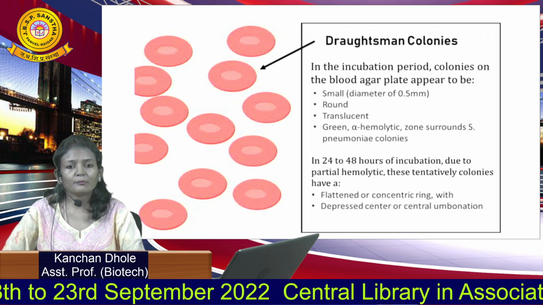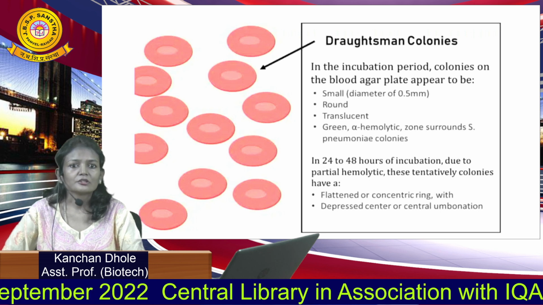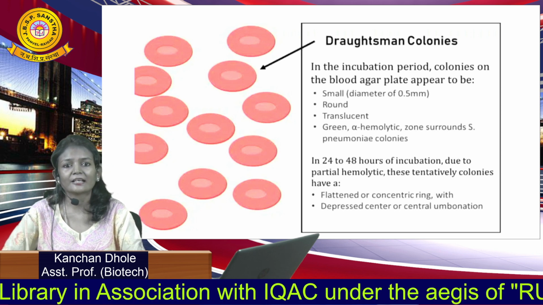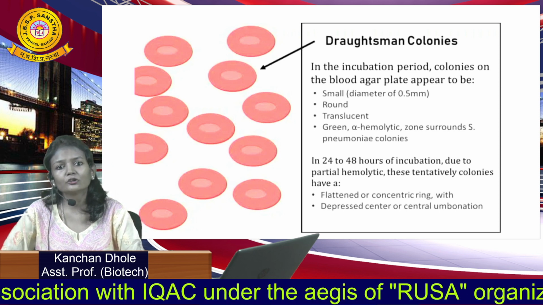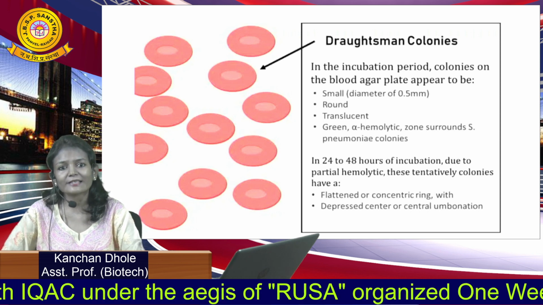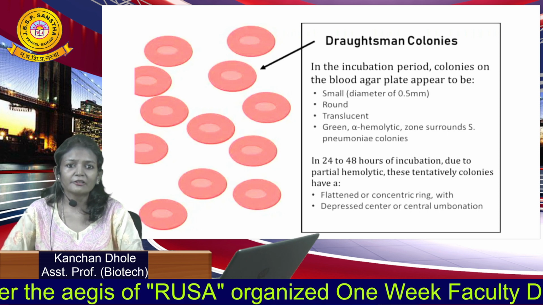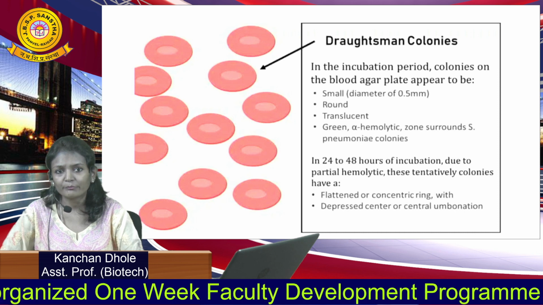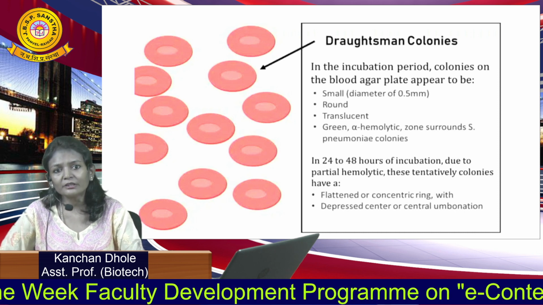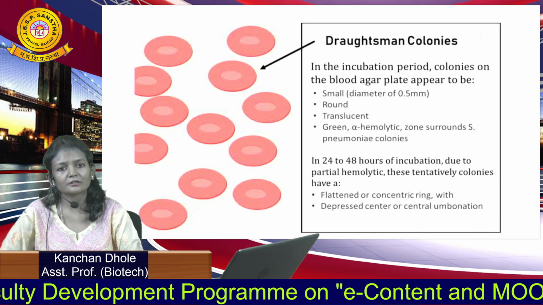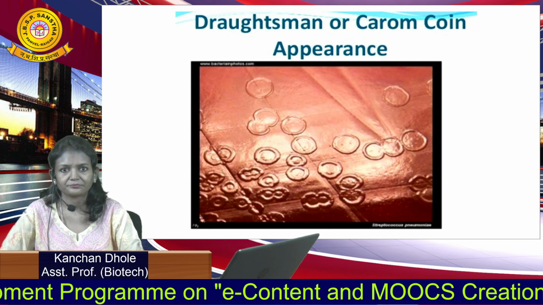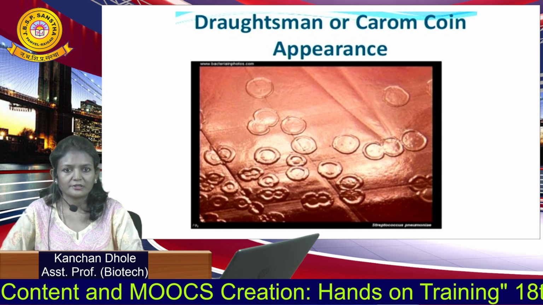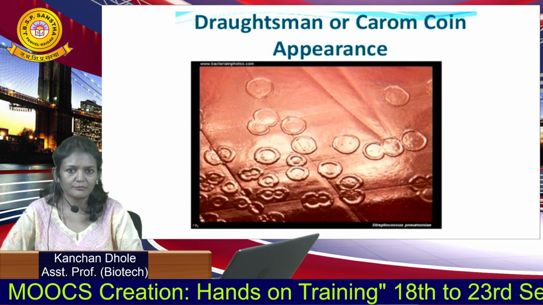They appear on the blood agar plate and they are round, translucent and small. You can see these colonies appear like carom board coins, which is why they are known as Draughtsman colonies. They have a specific structure. When we play carom board, we have coins that are white and black, and there is a pink queen. So it resembles the coin of the carom board, which is why these are also known as Draughtsman colonies. This is another picture of the Draughtsman or carom colony appearance. This is how they appear on the blood agar plate.